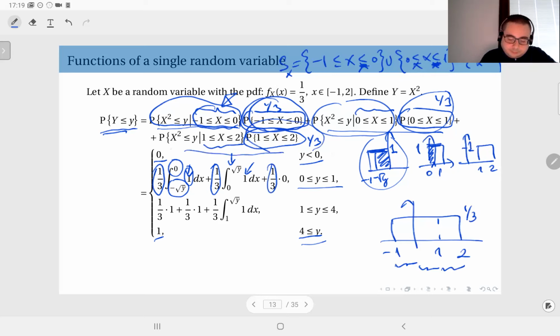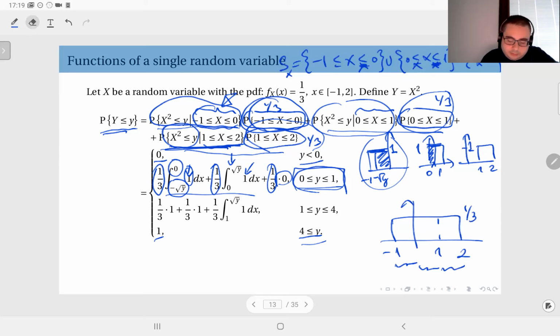But you see, x squared less than or equal to y. But remember, y is between 0 and 1. And therefore, this probability here is 0. Because when x is between 1 and 2, the square of x should be greater than 1. But y is not greater than 1. So no outcome will satisfy this. Therefore, the probability for this will be 0. And if you compute this, you get the exact same result.